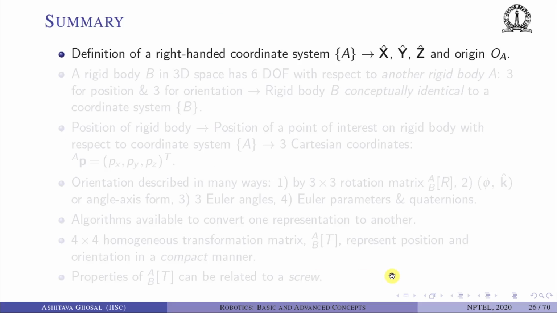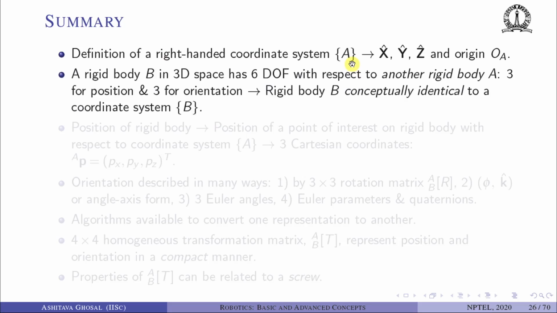So in summary, we first need to define a right-handed coordinate system x, y, and z, which is the reference coordinate system, to represent a rigid body in 3D space. So a coordinate system means x, y, z, and an origin OA. We are going to label all these coordinate systems A, B, C, etc. because there will be many such coordinate systems. A rigid body in 3D space has 6 degrees of freedom with respect to another rigid body A: 3 for position and 3 for orientation.